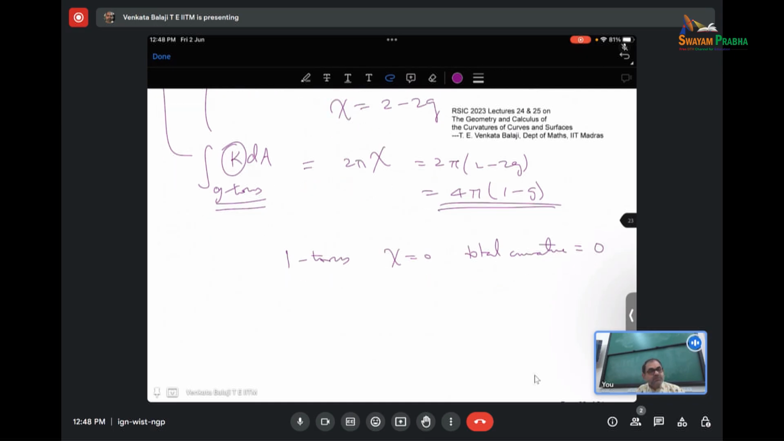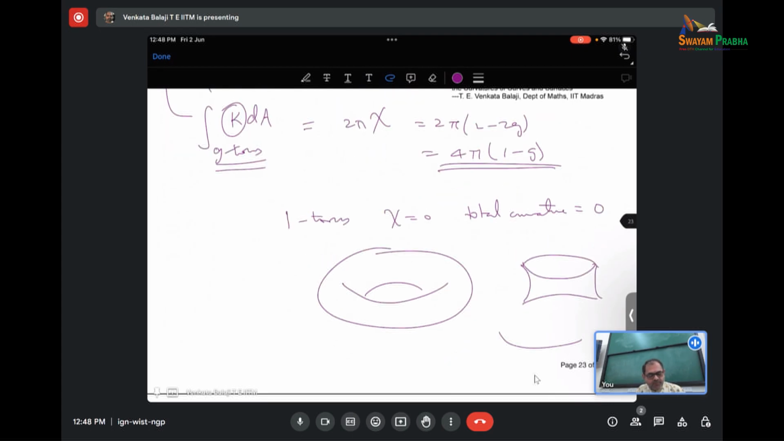And why is this true? This is because if you take this one torus, there is an inner portion which looks like this, and then there is an outer portion which looks like this. This inner thing has got negative curvature, and this outer thing has got positive curvature, and you add both of them, you get 0. That's why the total curvature is actually 0.